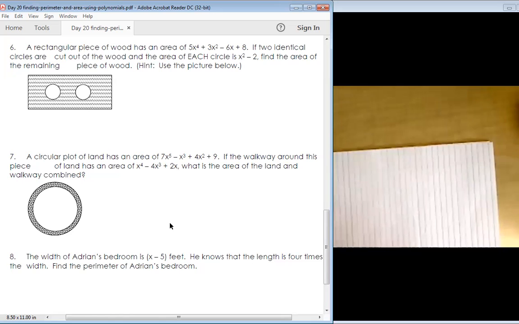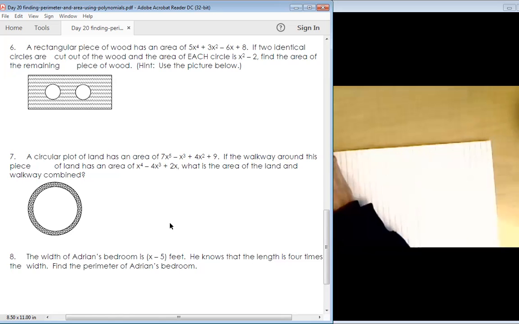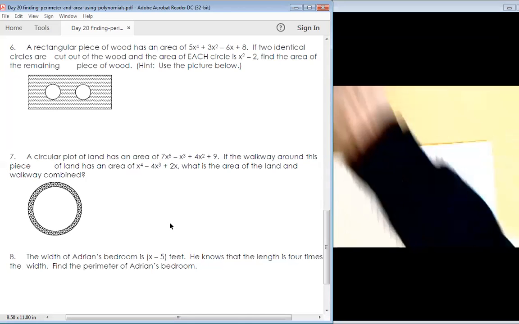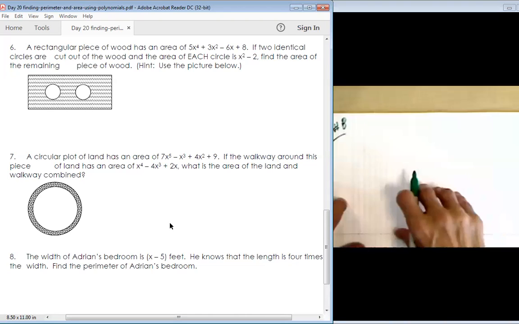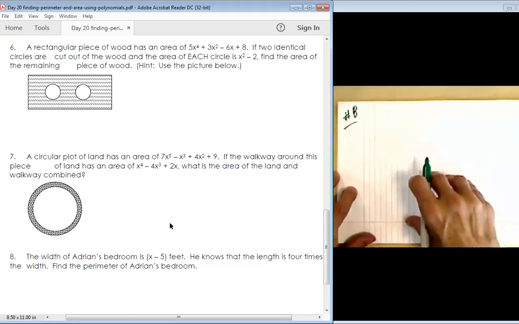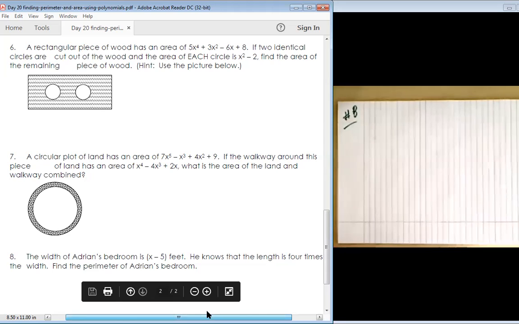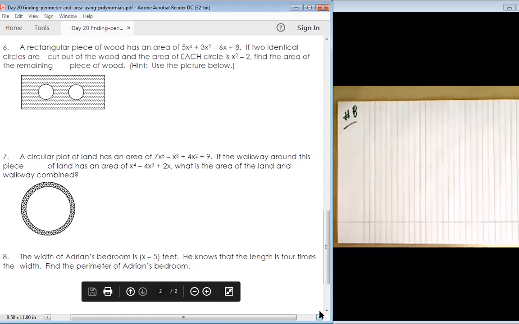Just so you can get started in the correct direction there. Number 7, it's wordy, but I think you guys should work through that one. Number 8, though. That's the whole thing there, right at the bottom.